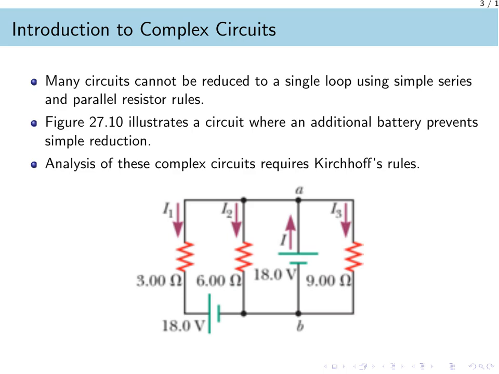While many simple circuits can be simplified by combining resistors in series or parallel to find an equivalent resistance, many real-world circuits are more complex. As you can see in the diagram, which features multiple resistors and batteries, the presence of an additional 18-volt battery in the left branch prevents us from reducing the system to a single loop using basic rules.